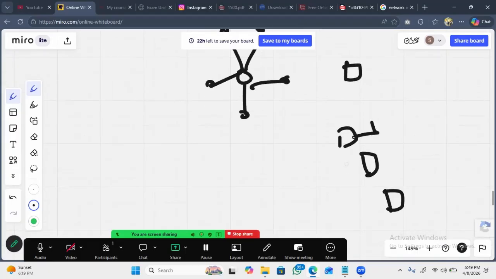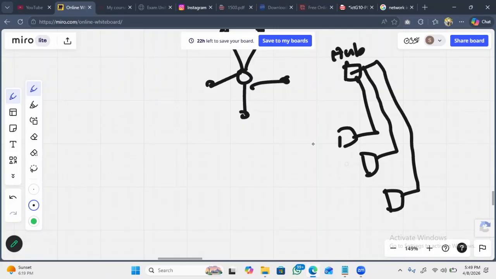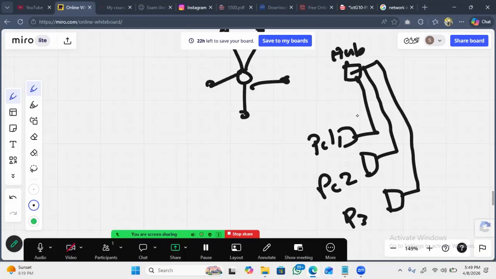It can be like this. Now what is this topology? This is the central hub. This is PC1, this is PC2, this is PC3. This is a star topology. You can see the central hub has a direct wire to each and every PC. This is a star topology.